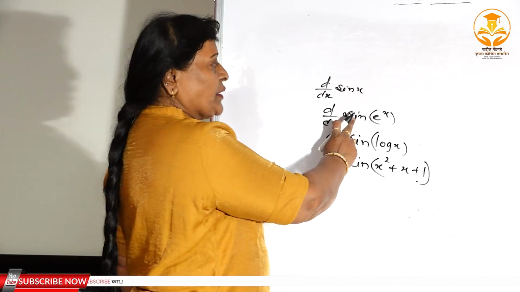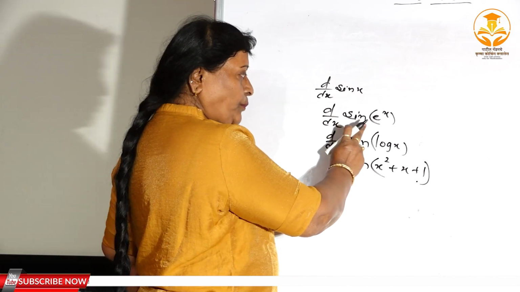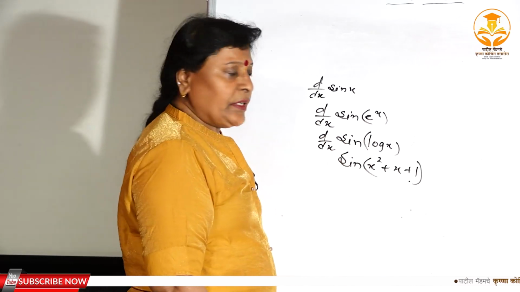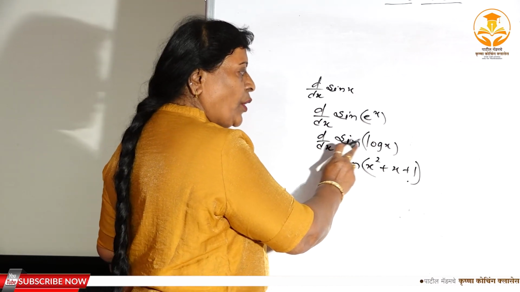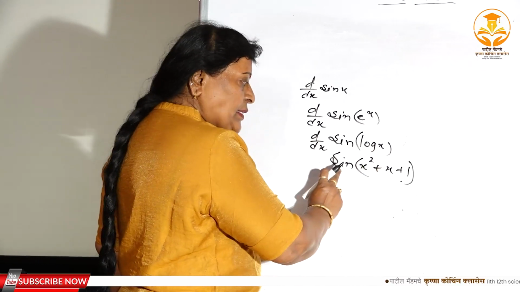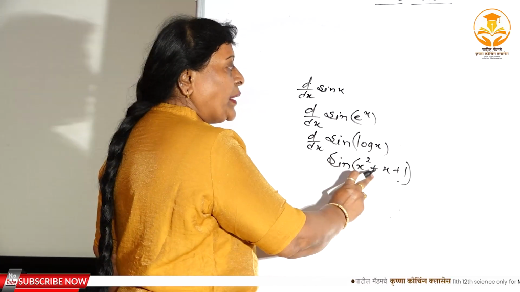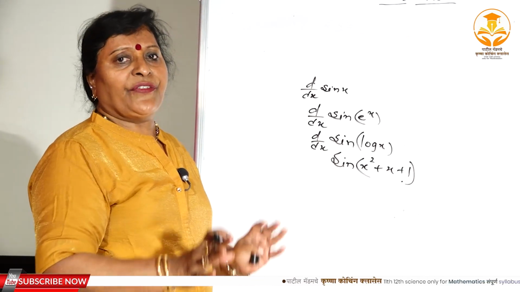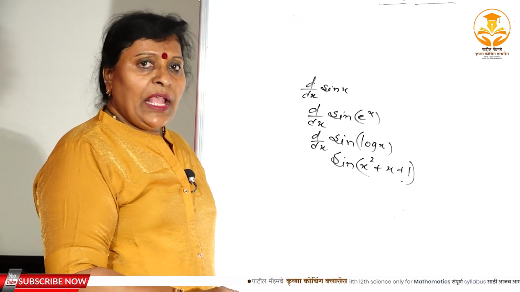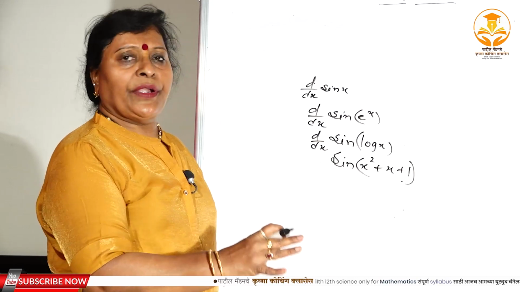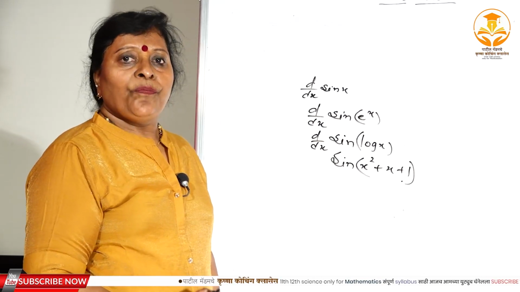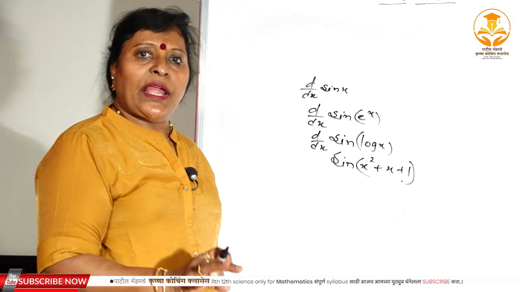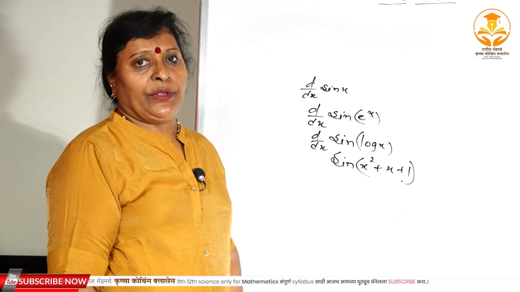Now if you observe this sin e to the power x, here there is a combination of exponential and trigonometric functions. This is the combination of trigonometric and logarithmic functions. This is again the combination of trigonometric and algebraic functions. There should be a chain of functions, and with the help of the chain rule, we have to find the derivative of such a function. When the function is composite, we have to use the chain rule. The chain rule is the soul of derivative.